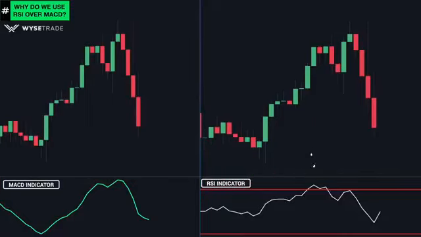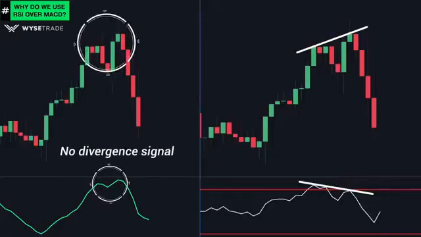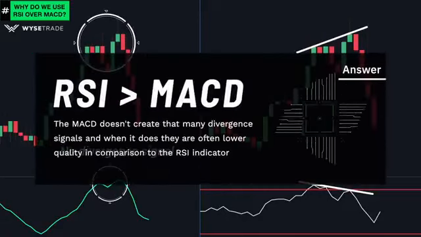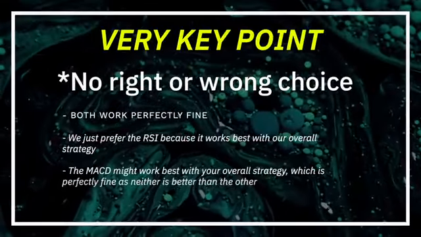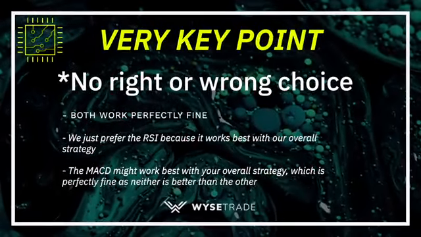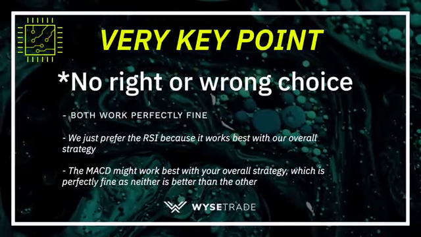Notice how on the RSI here, it gives us a very crisp and crystal clear divergence formation. But now if you look at the MACD, there isn't a divergence signal at all. And this is an issue we often experience with the MACD, which is a lack of or low quality divergence signals. Now, let me be clear, there is no right or wrong choice. Both work perfectly fine. We just prefer the RSI because it works best with our overall strategy.